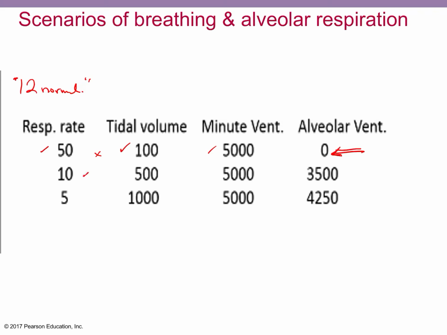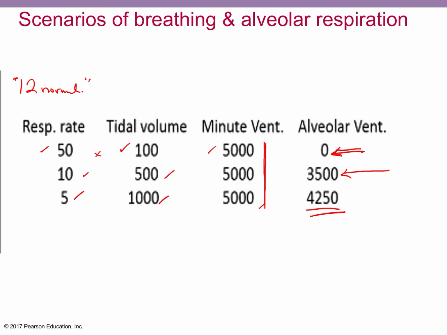times the minute. The respiratory rate, if you're doing 10 breaths per minute, tidal volume of 500, then you get an alveolar ventilation of about 3,500 mils. And if you're taking very slow, deep breaths in that minute, only 5 breaths per minute, your tidal volume is going to be larger because you're taking deeper breaths, and the minute ventilation is going to be 5,000. But look at the alveolar ventilation, it went up.